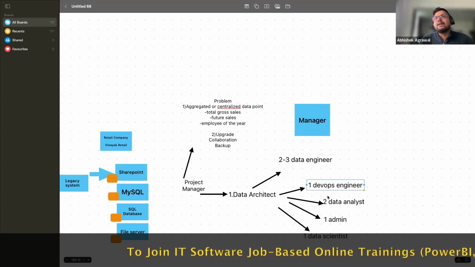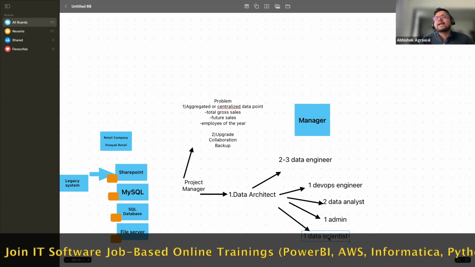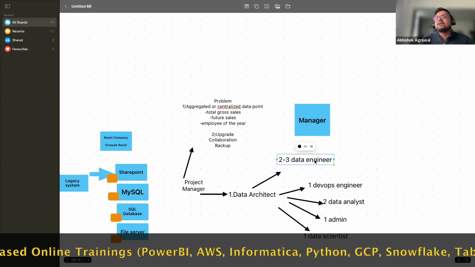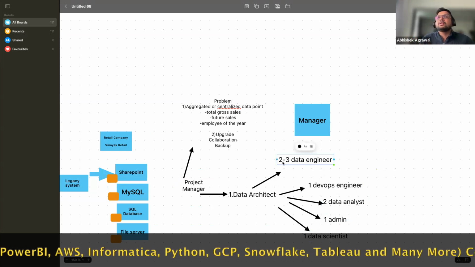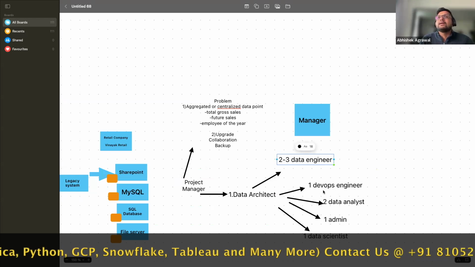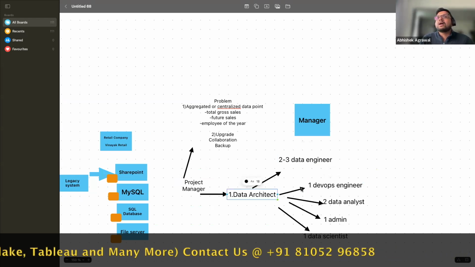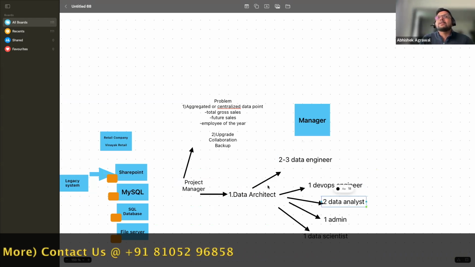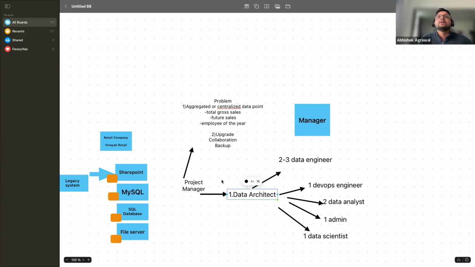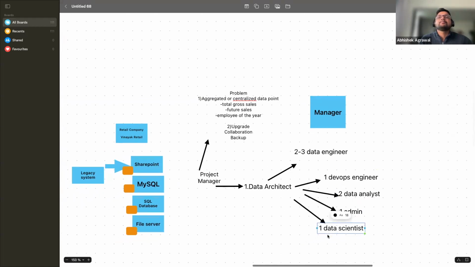Data architect will help each one of them technically. Suppose a data engineer is facing some sort of issue, then the architect will help him, right? If a DevOps engineer is facing some issue, the architect will try to help him. If a data analyst is facing some issue, the architect will help him. If the admin is facing some issue, the architect will help him. If a data scientist is facing some issue, the architect will help them. The project manager will basically communicate with these guys and create some stories for them, right?